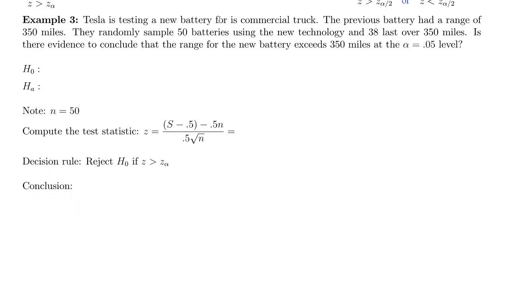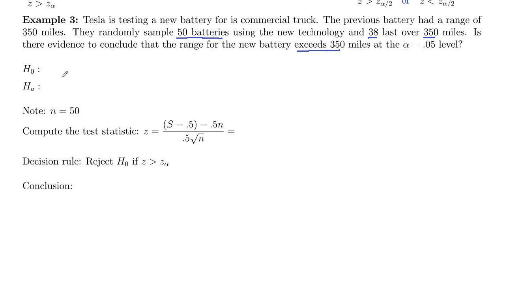So Tesla is testing a new battery for its commercial truck. Previous battery had a range of 350 miles, so that's what we'll test against. We randomly sample 50 batteries, so n is 50, greater than or equal to 30, so we'll use a normal approximation. Using the new technology, 38 of those last over 350 miles. So this is our successes. Is there evidence to conclude that the range in the new battery exceeds 350 miles at the 0.05 level?